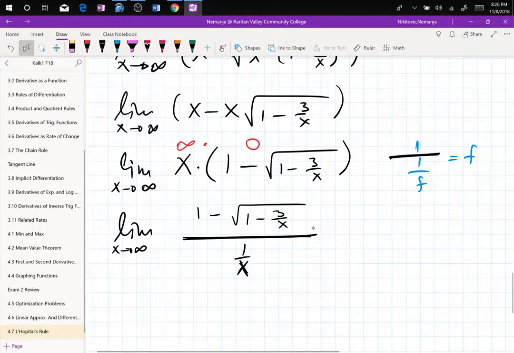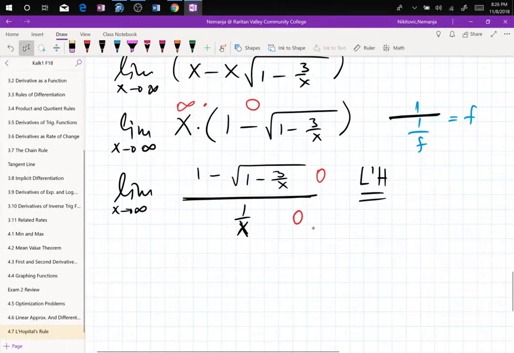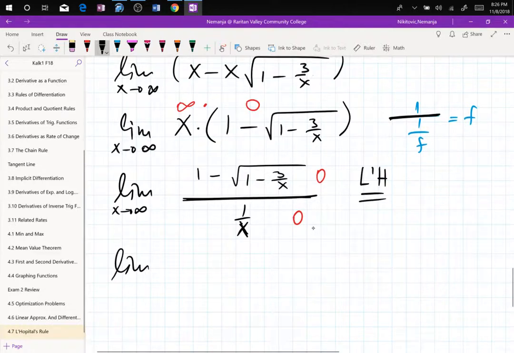What do I have now? Well, we know that the top is 0 already because it's the same as before. What's the bottom? The bottom is 1 over infinity. What's 1 divided by infinity? Another potato. Very good. So now we have 0 over 0, and that is L'Hopital. So now we take the limits. Take the independent derivatives.